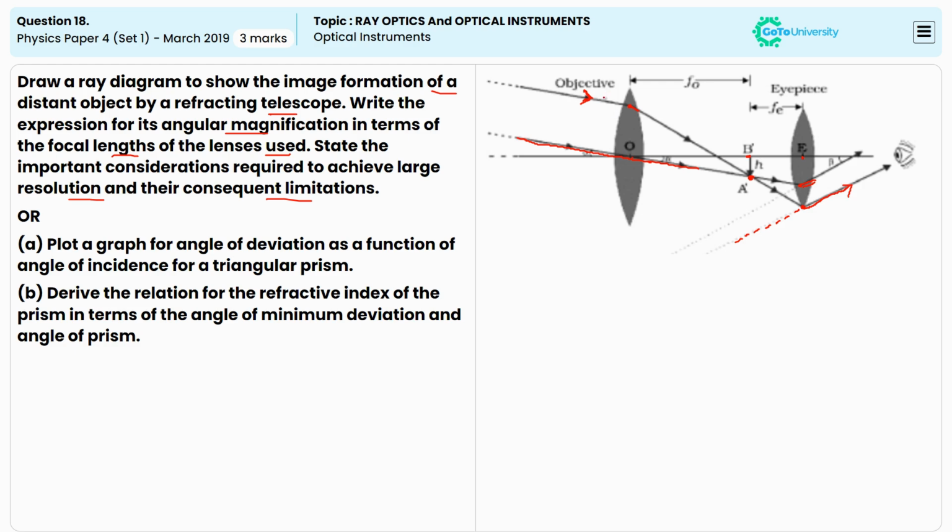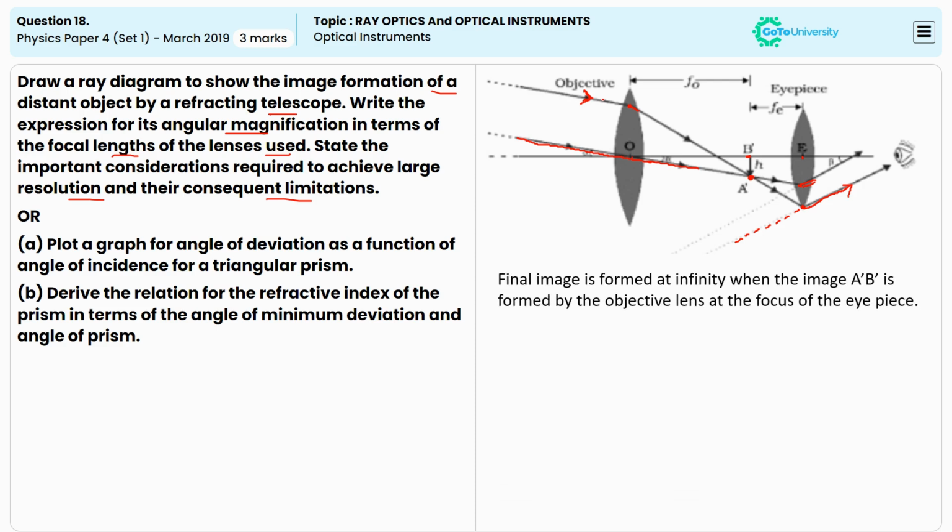Now we need to find the angular magnification. For that, we need to know the final image. The final image is formed at infinity when the image A dash B dash is formed by the objective lens at the focus of the eyepiece. That is, M is equal to tan beta by tan alpha, which is nothing but M is equal to beta by alpha.